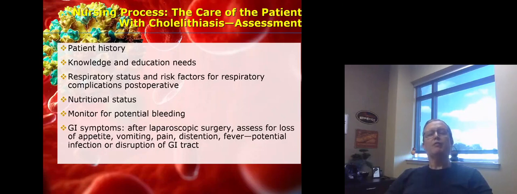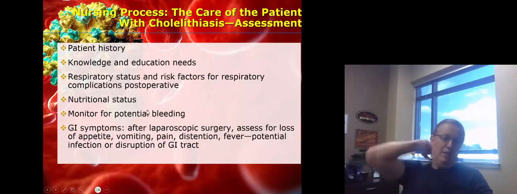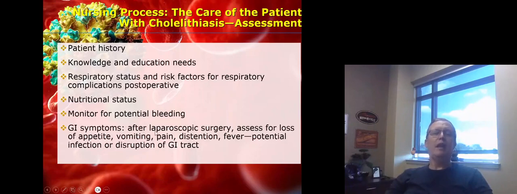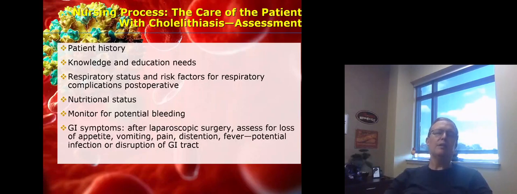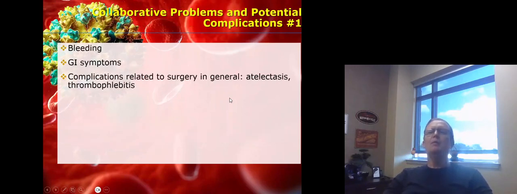We definitely are going to be monitoring for bleeding, of course, and then monitoring any gastrointestinal system symptoms, nausea, vomiting, loss of appetite, gastric distension, fever, because we are manipulating things in and around the peritoneal cavity. So leaks are possible, and leaks can lead to peritonitis. So we want to be attuned to those kind of symptoms, such as fever, distension, hypotension, that sort of thing. I've already mentioned bleeding and GI symptoms.